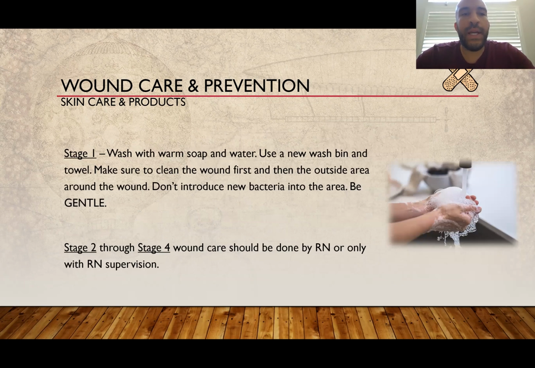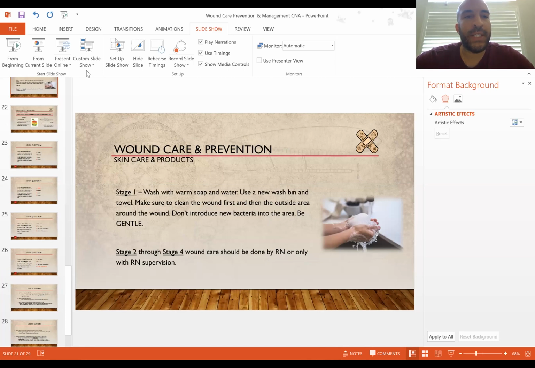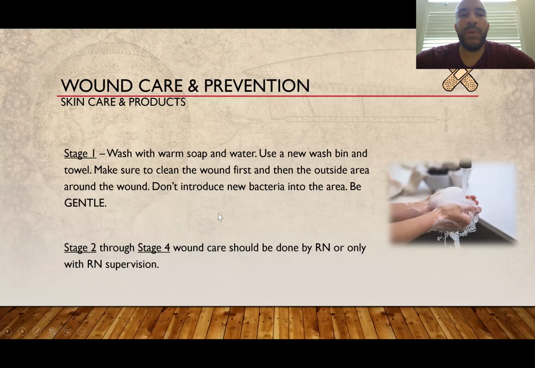So, wound care and prevention: what to use and when to use it. This is very important. So, we should be using on a stage one, let me get my slide back up here, we should be washing the stage one, remember, that's just a reddened area, with warm soap and water.